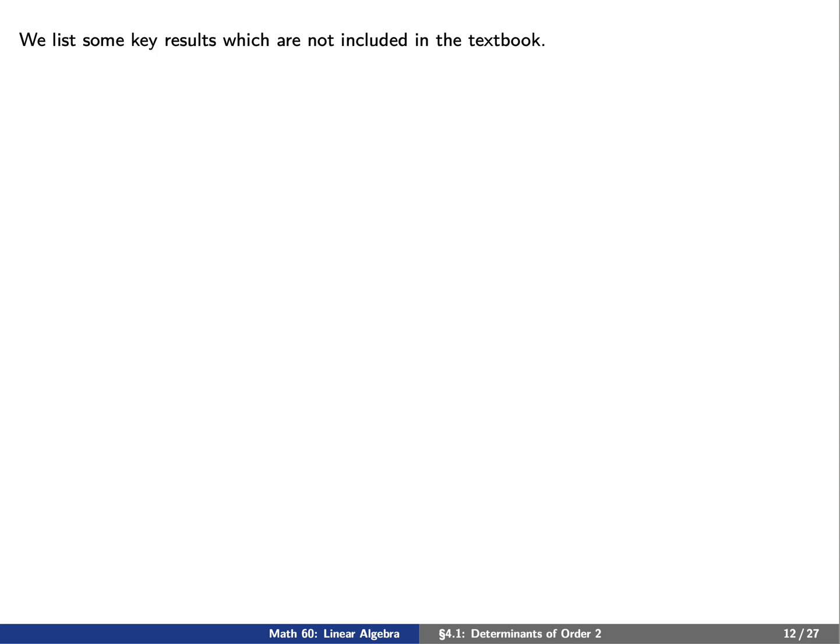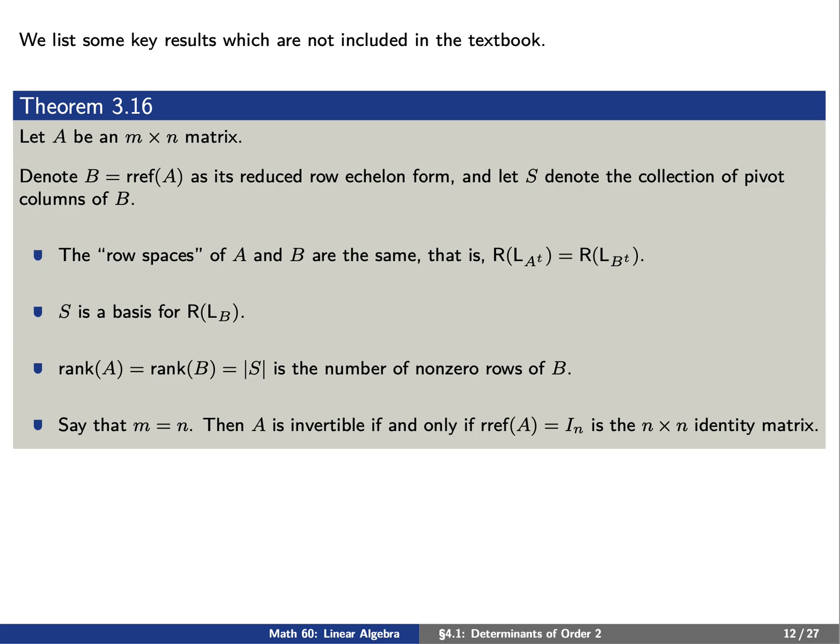Here are a few results that are not listed in the textbook, but we will use them later. Again, say that A is an m by n matrix, and let B be the reduced row echelon form of A. Finally, let S denote the collection of pivot columns of B. That is, they'll just be those columns where we have pivots. The row spaces of A and B are the same. Next, our set S is a basis for the column space of B. Third, the number of elements in S is the rank of A.